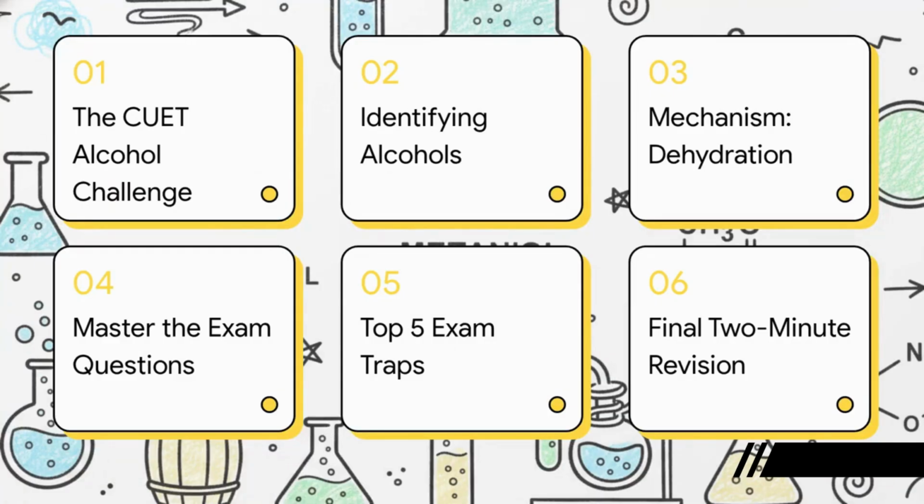So here's our game plan for today. We'll start with why this topic is so critical. Then, we're going to master the identification tests, break down the dehydration mechanism step by step, and then tackle some real exam questions. And what I think is the most valuable part, I'm going to reveal the top 5 exam traps that students fall for year after year. We'll wrap it all up with a rapid-fire revision.